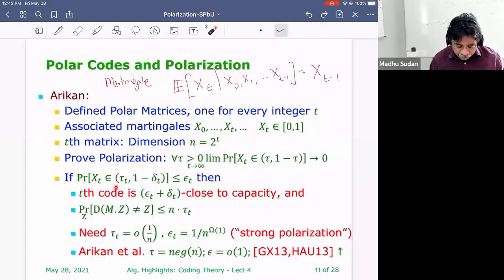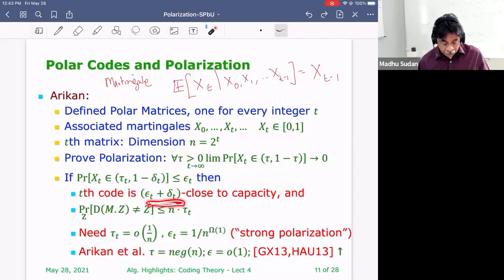And if we can prove polarization of the following type, that the probability that this random variable is somewhere not very close to 0 or very, very close to 1 is tiny. Think of tau, delta, and epsilon as all being almost 0. If the probability that xt is not somewhere close to the extremes is extremely small, then the code that we will build will be that close to capacity. So epsilon plus delta, these two quantities add up. And we will be able to decode it efficiently, with probability n times tau, where n is the number of coordinates.